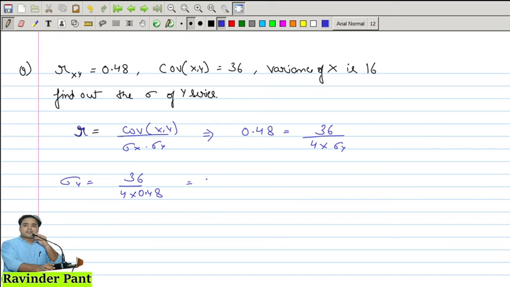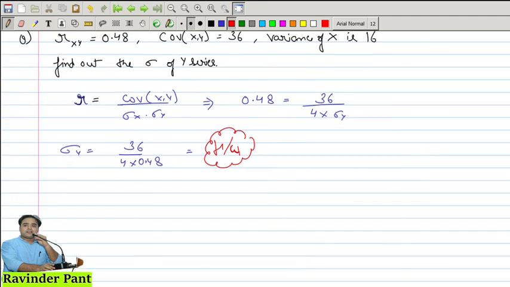And what is the answer? The answer is your homework. You will calculate it, write it down in the chat box, in the comment section, and let me know whenever we meet in the next class.